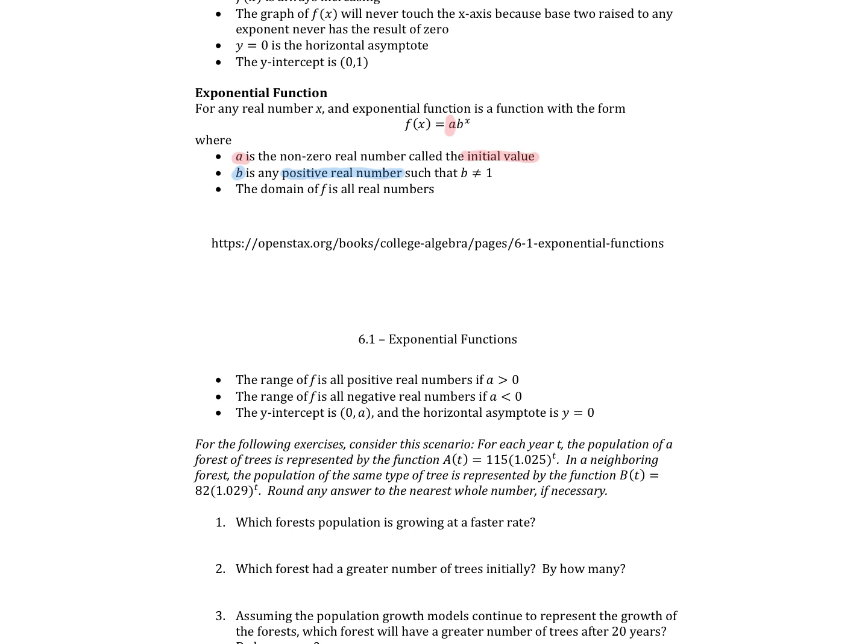And then the y-intercept is (0, a). So your y-intercept, the y value, always matches your initial value. And you have the horizontal asymptote, y equals 0.